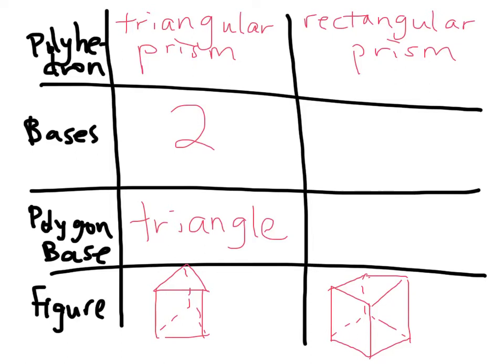If you notice, there's all rectangles on this side, and that's true for any prism. A rectangular prism then also has two bases, the top and bottom, and its polygon base is a rectangle. Now that can also include a cube, because remember, a square is also a rectangle.